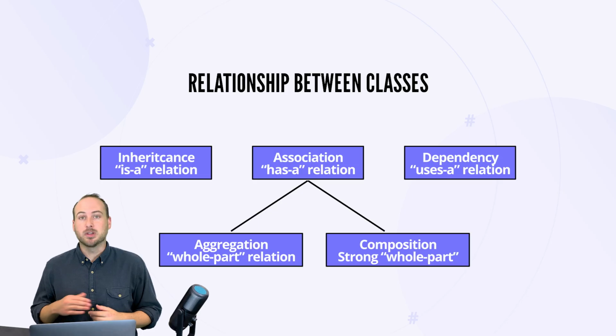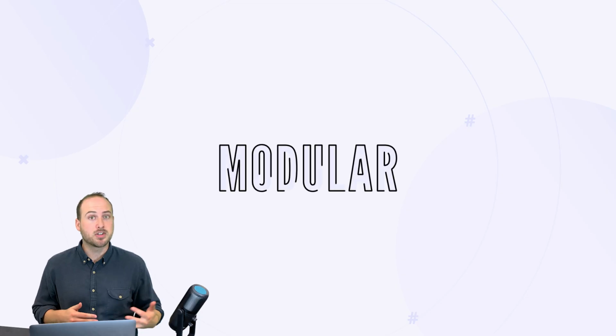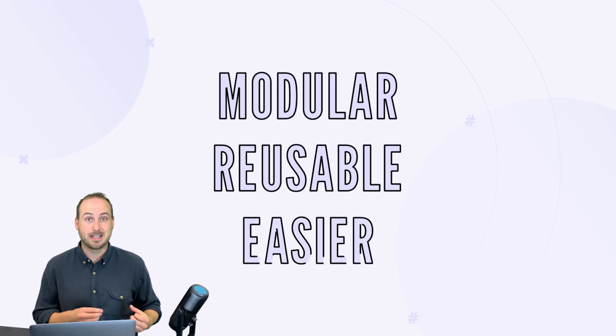important topic: the relationship between classes. Class relationships are fundamental to how different components of a system interact and work together. By defining these connections, we can create software that's modular, reusable, and easier to maintain. Let's explore the main types of relationships between classes and see how they help structure a well-designed system.